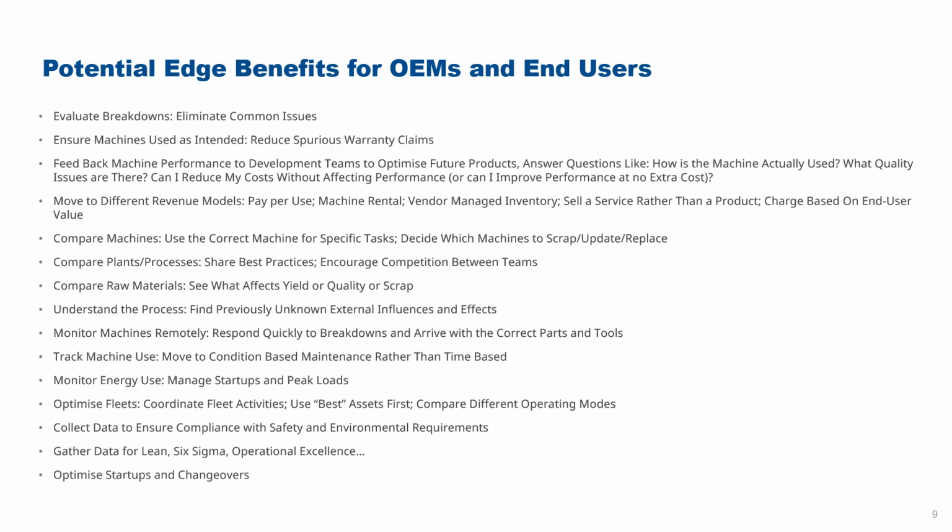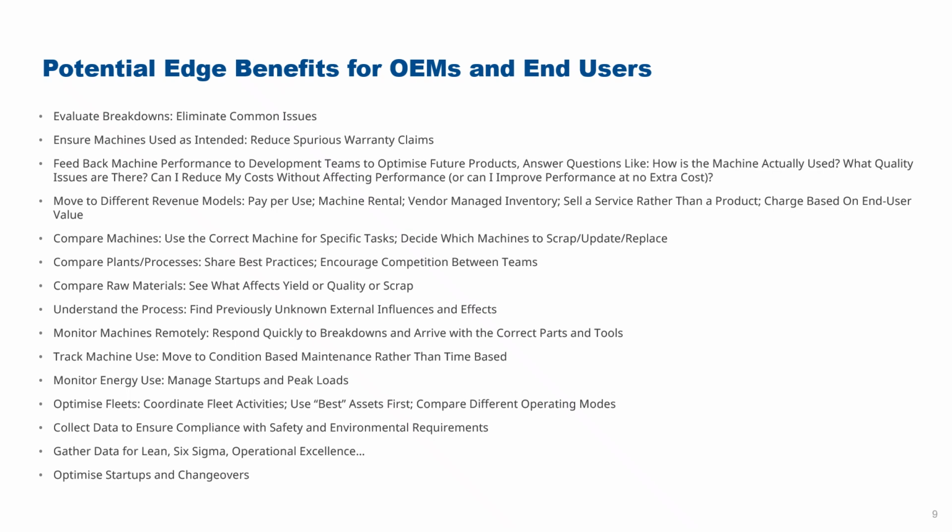For end users, you might want to compare machines together. You might be using the correct machine for specific tasks. You might decide which machine to scrap or update or replace. And again, based on the machine's throughput, based on its quality, you can assign those particular machines to particular customer orders. You can compare plants and processes, sharing best practices, maybe even encouraging competition between teams, and even simply monitoring teams can result in improvements in some cases.